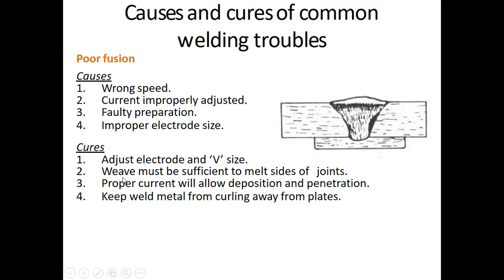Proper current will allow deposition and penetration, isn't it? Current supplied is very important. That's why we have discussed different factors in arc welding, right? All other types of welding. That the current was one factor that was deciding the heat that was generated, based on the amount of thickness, etc. Keep weld metal from curling away from plates, right?